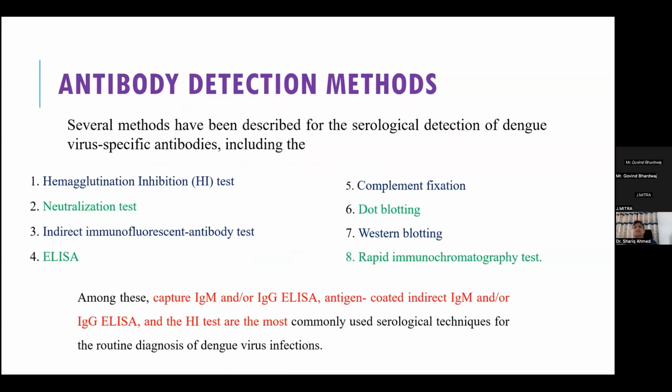So what are the methods that are available for these antibodies? There are numerous methods. The 8 important methods are the hemagglutination test, neutralization test, indirect immunofluorescent antibody test, ELISA test, complement fixation, dot blotting, Western blotting, and rapid immunoblot. IgM and IgG capture ELISA are the most commonly used tests nowadays for antibody detection.